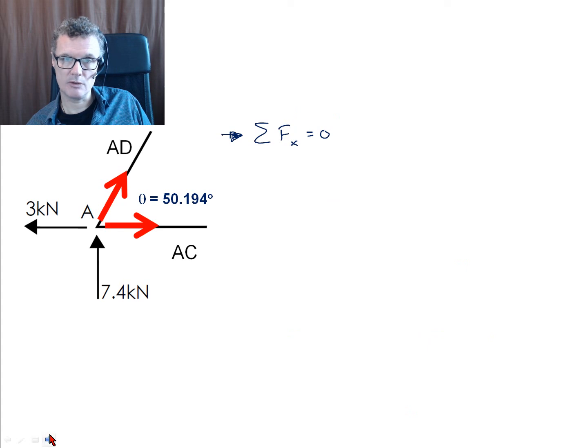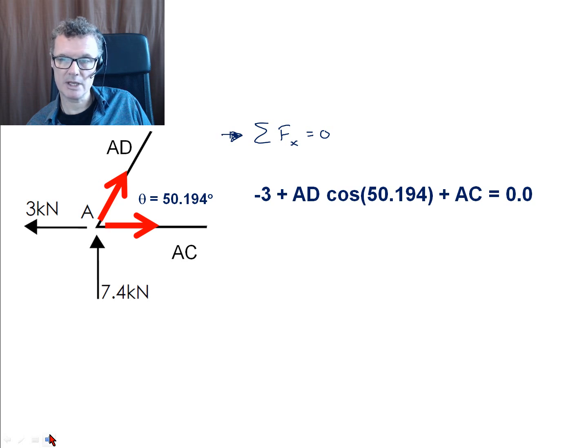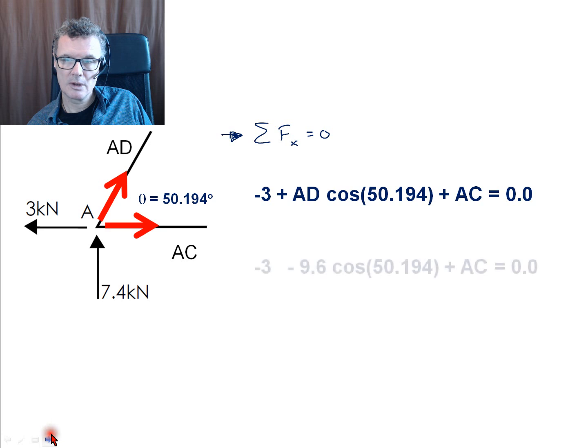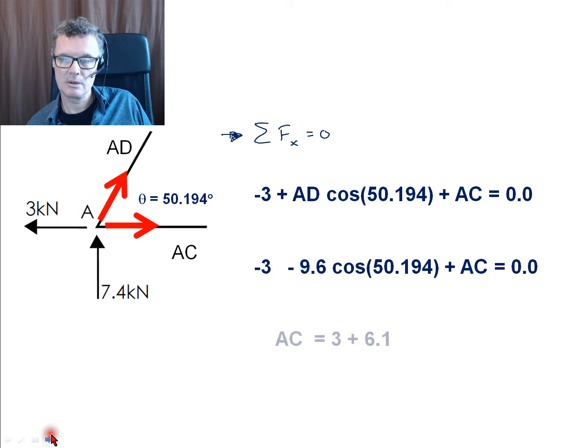Next, I want to solve the forces in the x direction. So here I'm going to say, where's the 3 pointing? It's pointing from right to left. Where's AC pointing? From left to right. So the 3 is going to be negative and the AC is going to be positive. If I make AD swing through that 50.194 degrees, then that would be pointing from left to right, so that would become a positive. AD previously I found was minus 9.6, so let's substitute that in. Let's rearrange what I've got left.